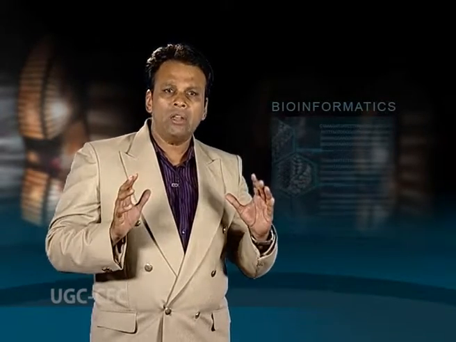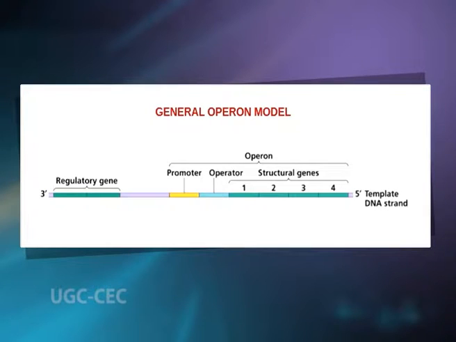In its original form, the Operon model assumed the presence of a unit of coordinated control of protein synthesis, and this unit was called Operon as seen in this figure. An Operon consists of 1. An operator gene which controls the activity of genes, 2.